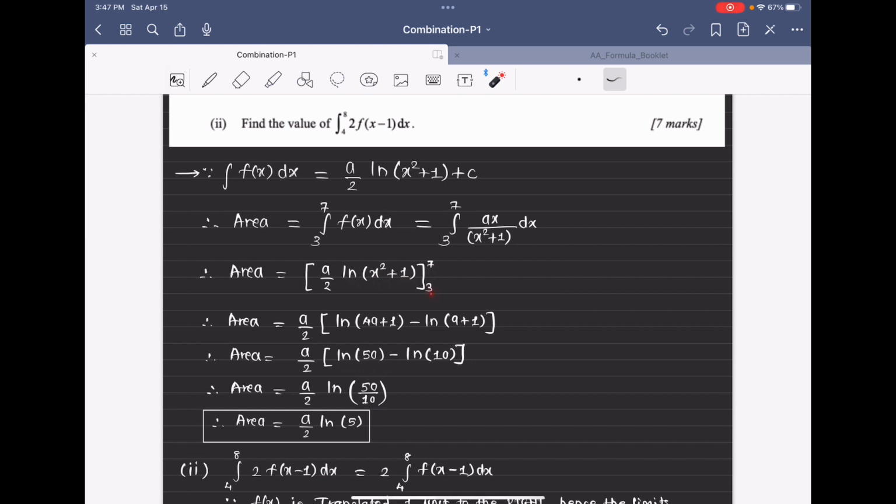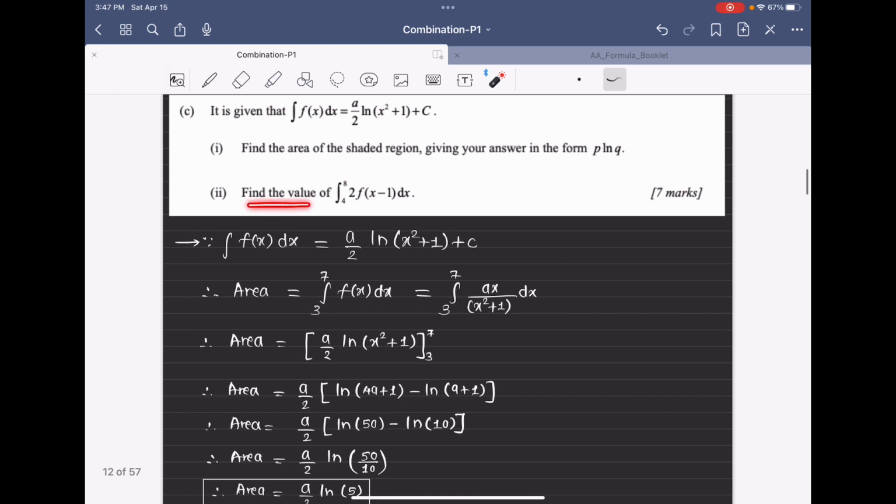Then put 3, ln of 3 square plus 1. 3 square is 9 plus 1 is 10, ln 10. Upper limit minus lower limit, so ln 50 minus ln 10. There is a rule: ln of a minus ln of b is ln of a over b. So I'm using the same rule. Ln of 50 minus ln of 10 is ln of 50 upon 10, which is a by 2 ln 5. That is the answer for the area.